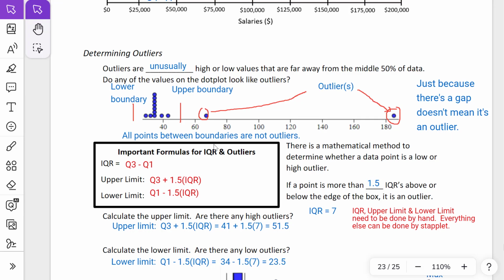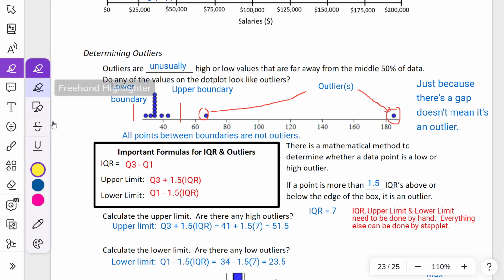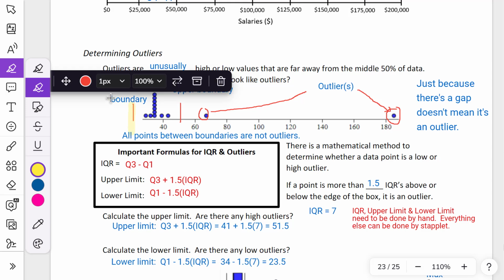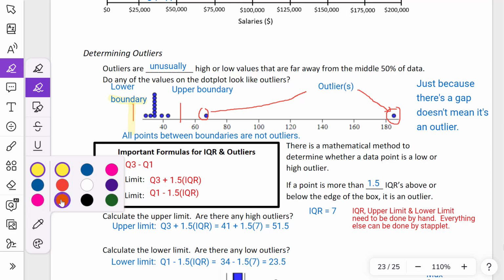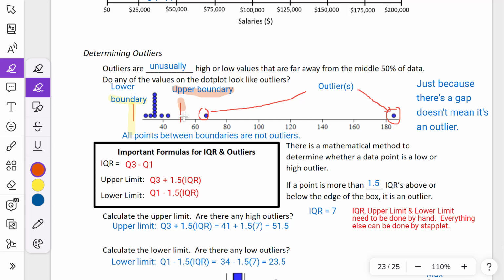So all points between boundaries. So what we're grading is a lower boundary, and let me kind of highlight that there. So we have our lower boundary here, right? This is our lower boundary. And let me do a different color. I'll do orange. This is our upper boundary. It's right here. See that? So all points between the boundaries are not outliers. I actually like this better.